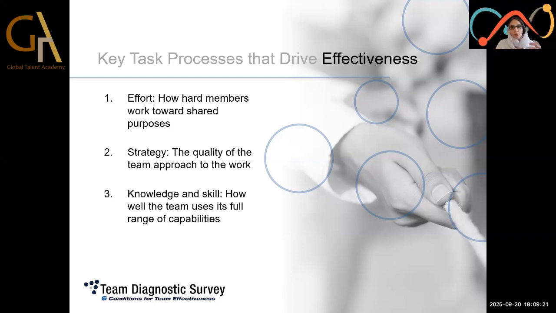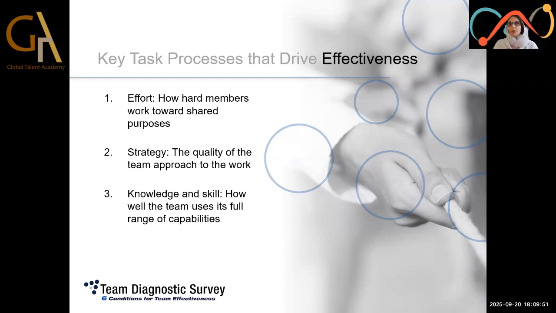The second one: what is the way of working? What is the strategy? What are the processes that go into the work they do together that is considered successful and effective, and leads to the most efficient outcome? And third, how much knowledge and skills are the members bringing into the team from what they know, from their history, from their experiences?